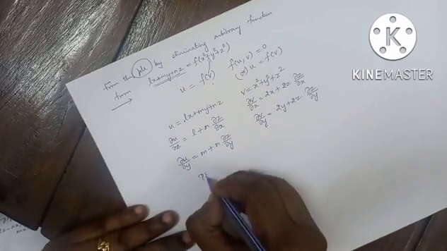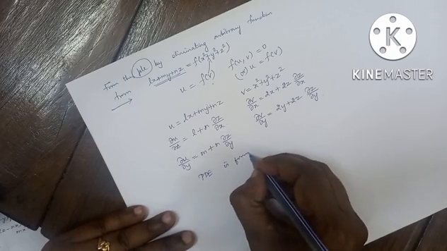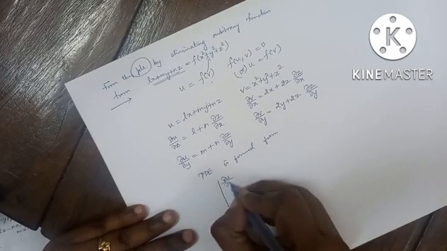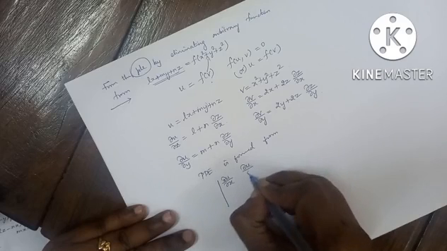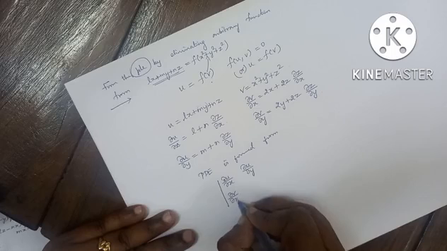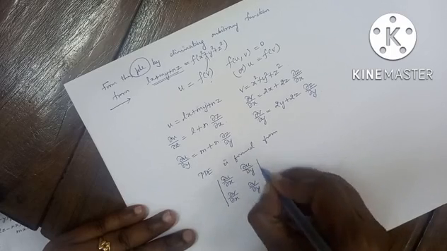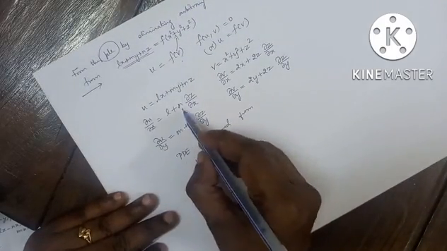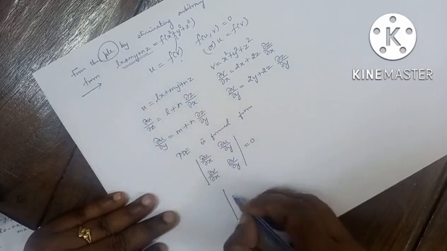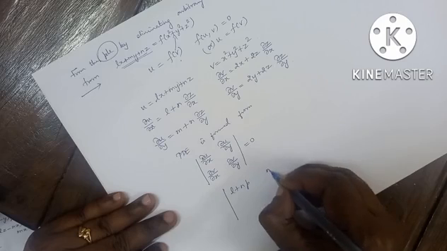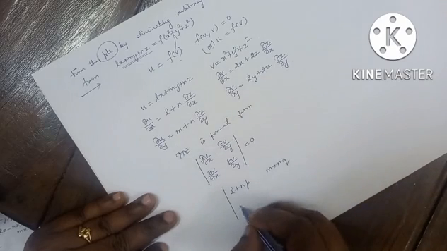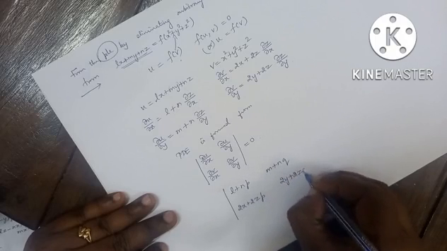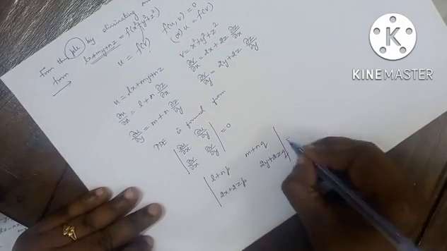We know the PDE equation is formed from the 2 cross 2 determinant: dou u by dou x, dou u by dou y, dou v by dou x, dou v by dou y equal to 0. Okay. Dou u by dou x is l plus np. We know the notation. l plus np. This is m plus nq. This is 2x plus 2zp. This is 2y plus 2zq equal to 0.